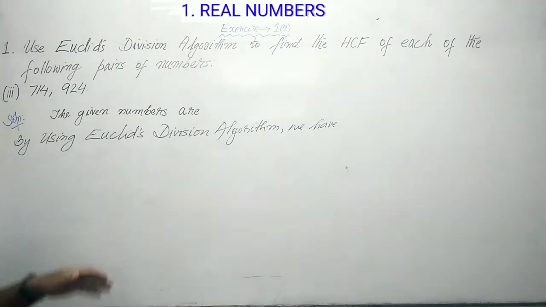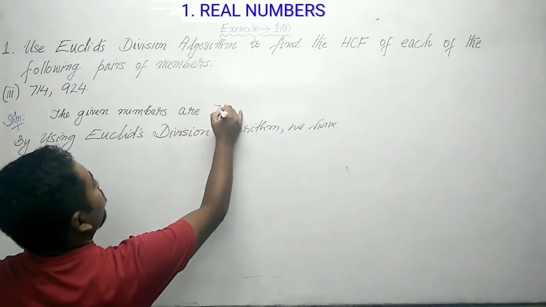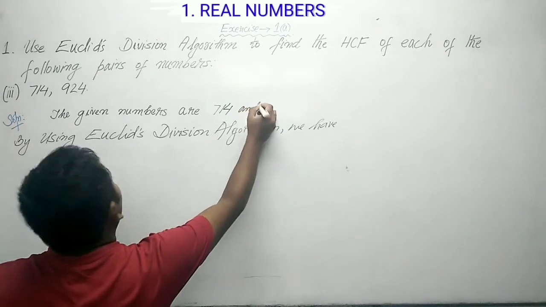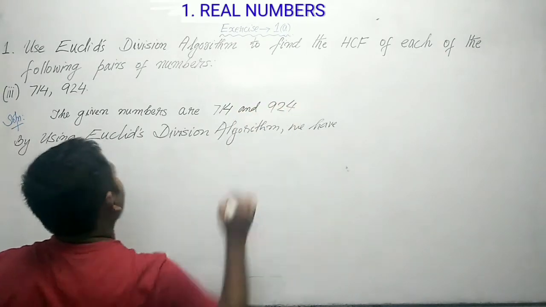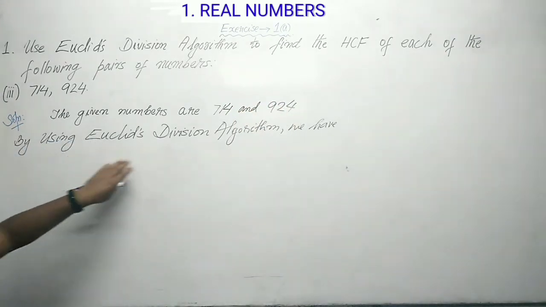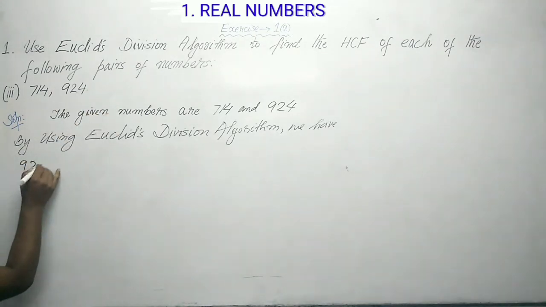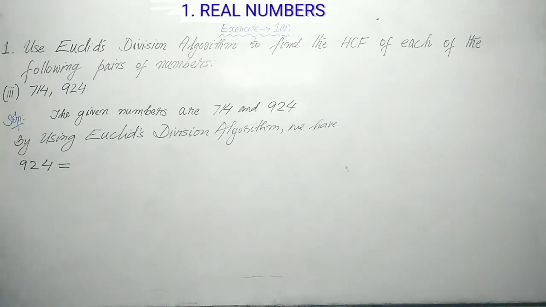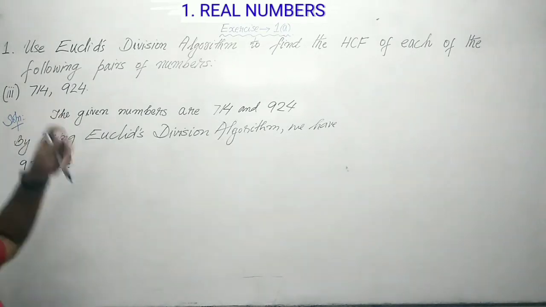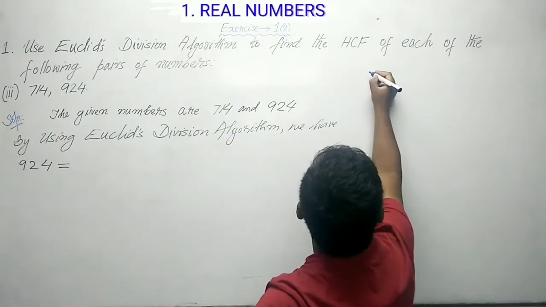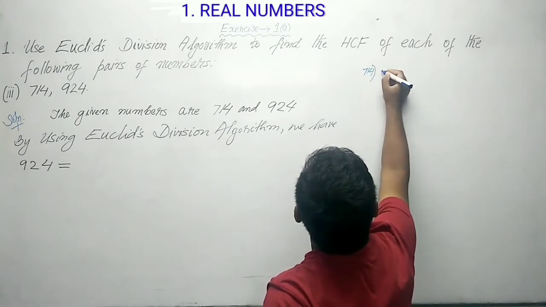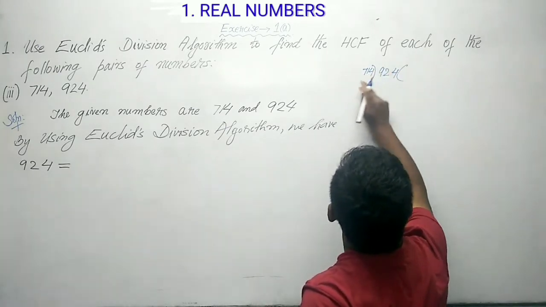The given numbers are 714 and 924. By using Euclid's division algorithm, we have, which is bigger? As per the rule, divide this one by 714. Let us divide. 714 divides 924. Let us divide.